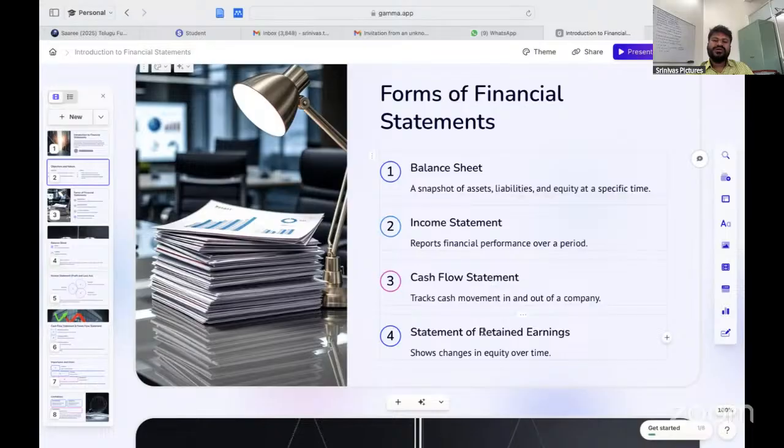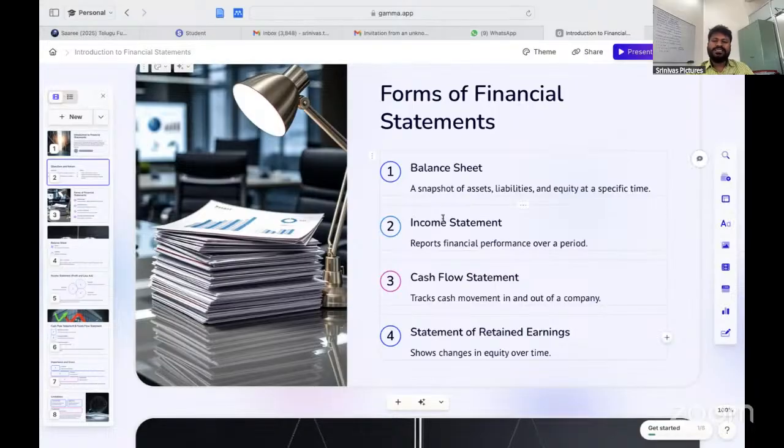Some people also show the statement of retained earnings. It is nothing but a statement that shows the changes in equity over a period of time. So what are we going to do in the financial statements? First analysis we are going to do is the balance sheet statement. It talks about what the assets are, what the liabilities are, and what the equity position is at a specific period of time.